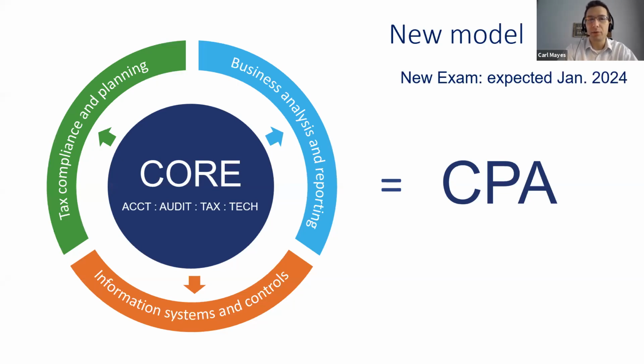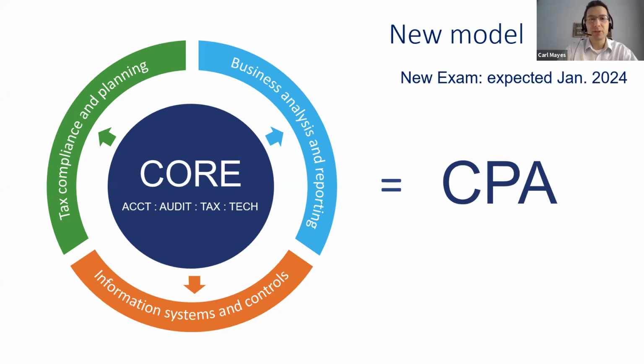And this is our new model for the CPA. It's a core plus discipline model. The core has robust coverage of accounting, audit, tax, and technology. Then each candidate would be required to select one discipline: tax compliance and planning, business analysis and reporting, or information systems and controls. Regardless of which discipline they select, they become a fully licensed CPA with all the rights and responsibilities of any other CPA. So for example, if somebody takes the core, they take the tax discipline, and ultimately they decide they want to work in audit, they have the ability to do that so long as they have the competency to do that work.